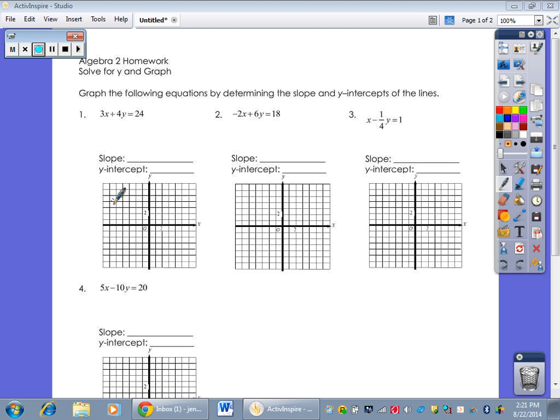We have 3x plus 4y equals 24. In order for us to find the slope, which is the m, and find the y-intercept, which is the b, remember our standard equation, y equals mx plus b, we need to solve for y. So I'm going to give you a couple seconds. Go ahead and do the first step.